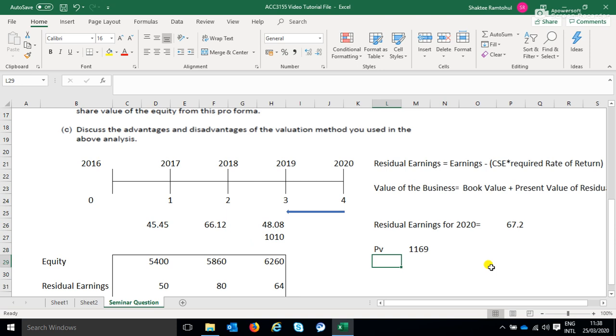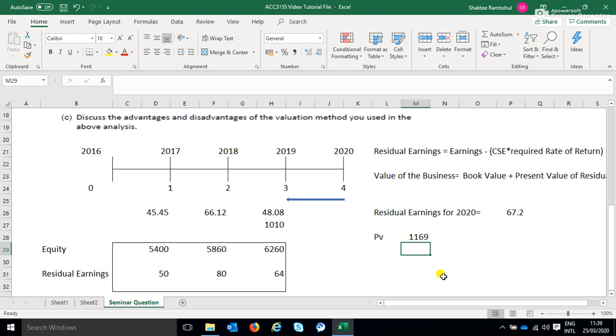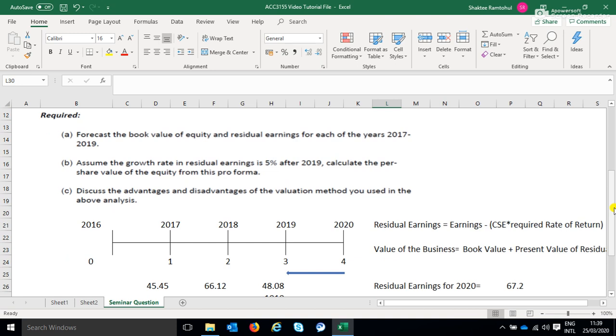Now you will recall from lecture 1 or lecture 2 that the value of the business is your book value plus the present value of residual earnings. So, since we're standing at 2016, let me take you back to the book value. Well, the book value of equity is 5,000. So the value of the business is equal 5,000 plus present value of residual earnings, so 6169. Now this is the value of the business for the entire shareholders, for entire shares if you want.